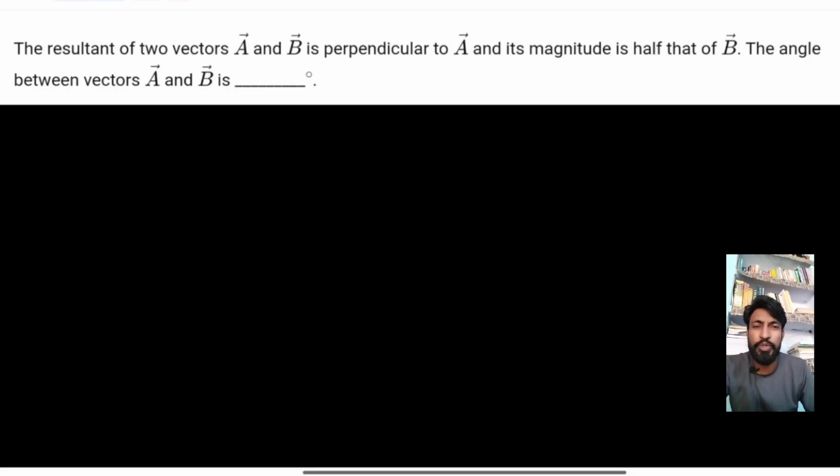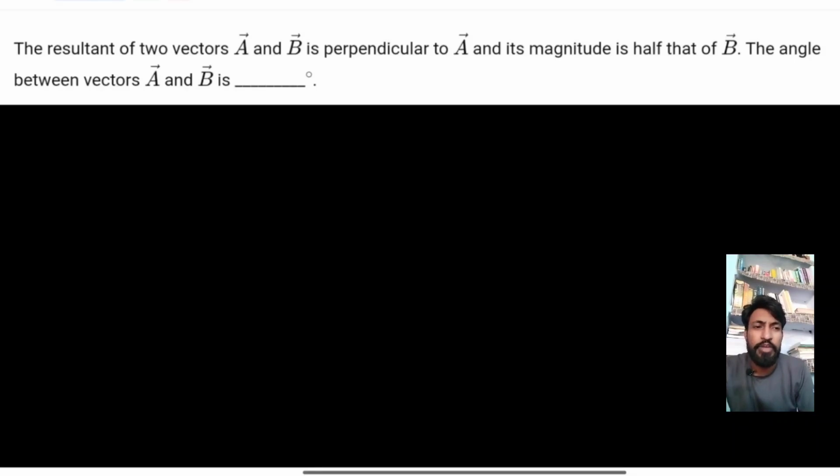In this series we are going to solve physics questions which were asked in previous papers of JEE, Joint Entrance Examination. And here I have a question of JEE Main 2024, it was on 9th of April, evening shift.